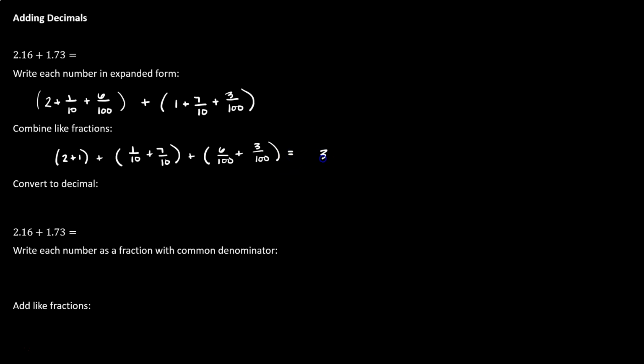So 2 plus 1, we have 3 for the whole number part, and then we have 8/10ths, and then we have 9/100ths. Now remember, to convert to a decimal, we can just look at the place value of each number. So 3 is the whole number. That will go to the left of the decimal. 8 is over the denominator 10, which means it goes in the tenths place. 9 is over the denominator 100, which means it goes in the hundredths place. So the sum of those two numbers, 2 16/100ths plus 1 73/100ths, is 3 89/100ths.